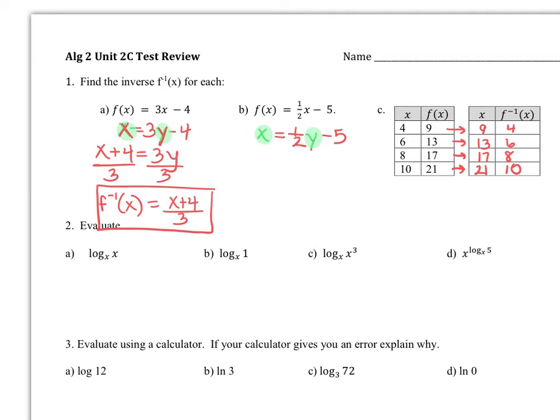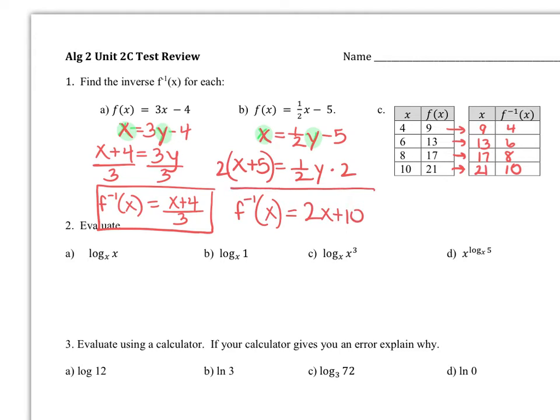And then for B, again, to get y by itself, we'll start by adding 5, doing inverse operations. And then to undo division, we multiply. So we will get f inverse of x equals 2 times the quantity x plus 5, which becomes 2x plus 10. You can check that you've done these correctly by comparing some ordered pairs, and you'll see that their x and y's are flip-flopped.